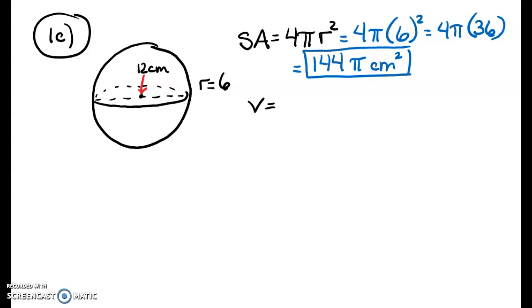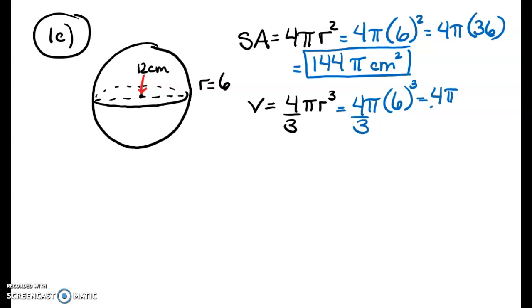The formula for volume is 4/3 pi r cubed. So when I plug that in, I get 4/3 pi 6 cubed. I know that 6 cubed, we did that a while ago, is 216.